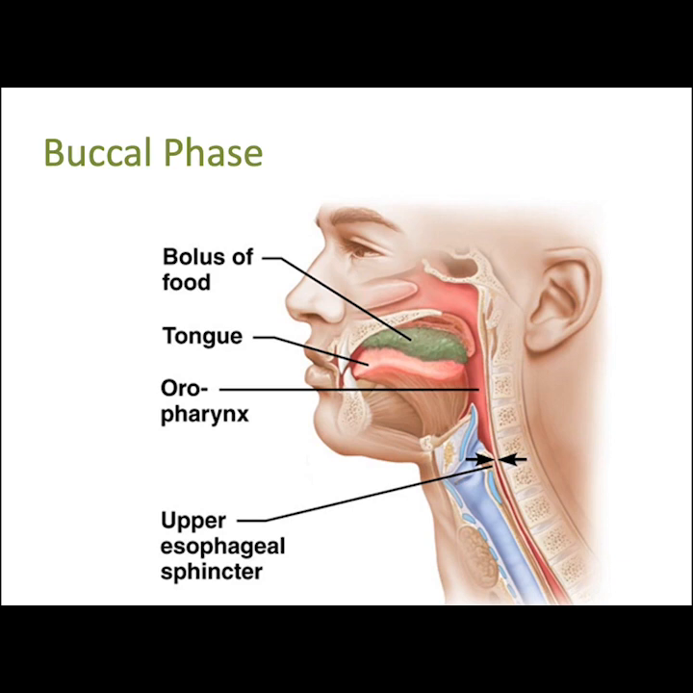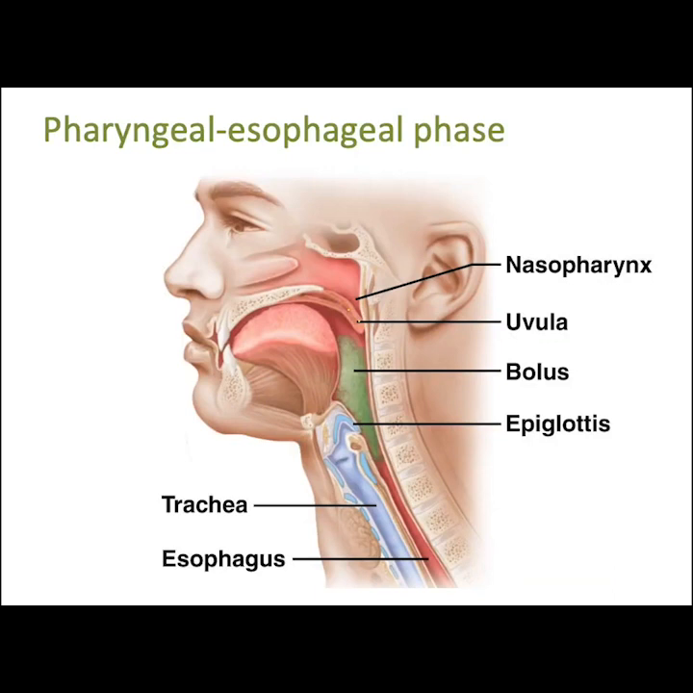During the buccal phase, which occurs in the mouth, the tongue pushes up against the hard palate. This pushes the bolus toward the oral pharynx. During this phase, the upper esophageal sphincter is closed. The pharyngoesophageal phase begins when the bolus enters into the oral pharynx. Remember, all passageways have to be closed except for the one going into the esophagus.